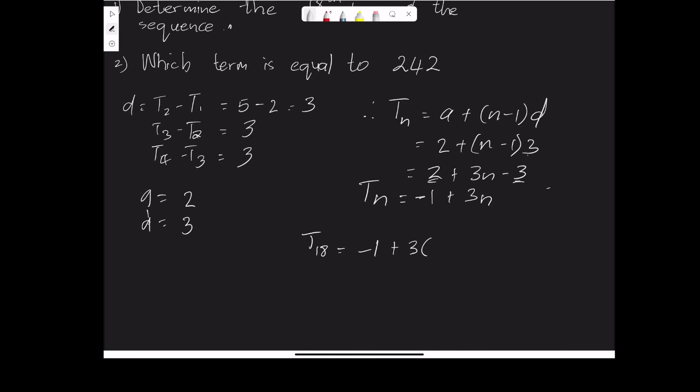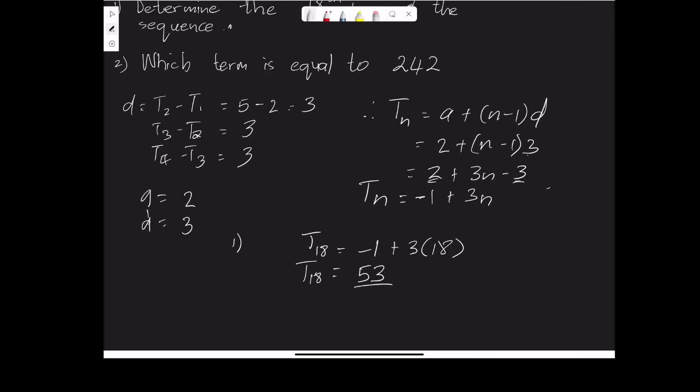They said the 18th term. So in this case, we're going to say multiplied by 18. And quickly, 3 multiplied by 18 will give us 54, and we subtract 1 from that, and in this case we end up with 53. So it means that the 18th term is 53. Okay, right. Now they say which term is equal to 242.